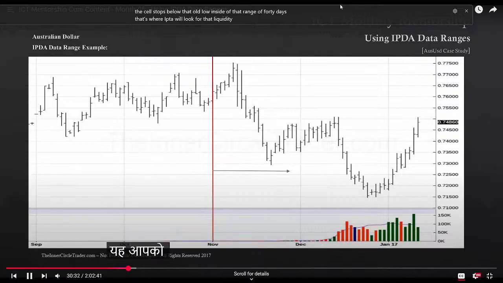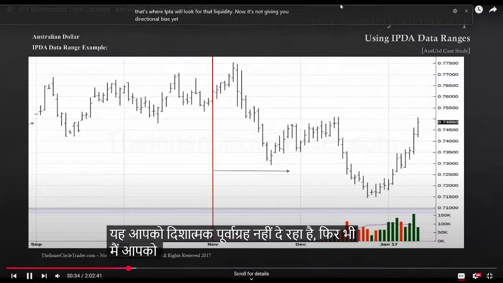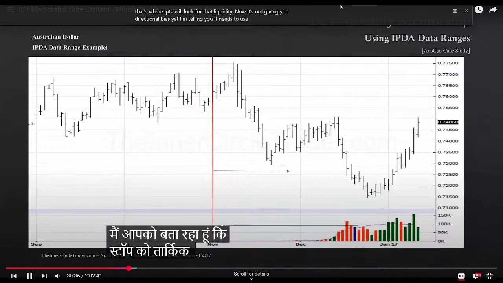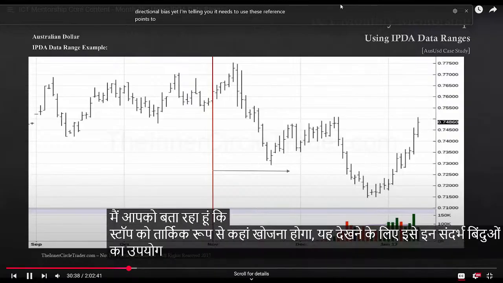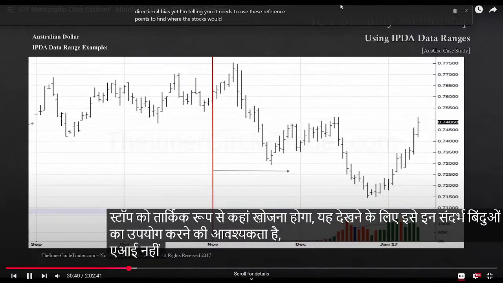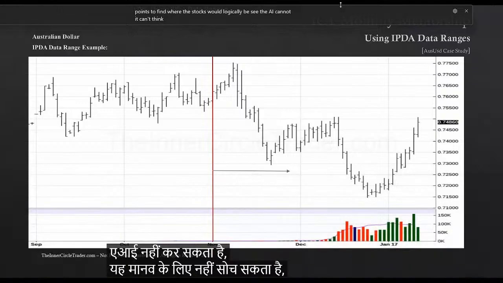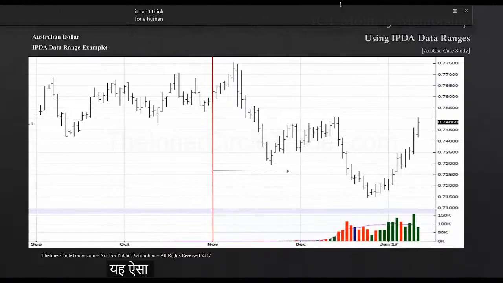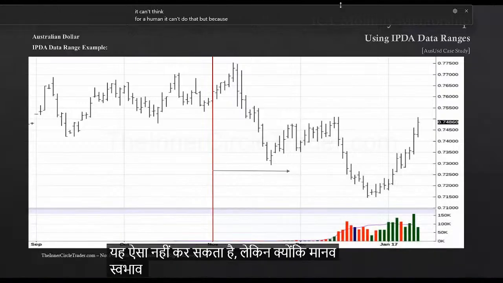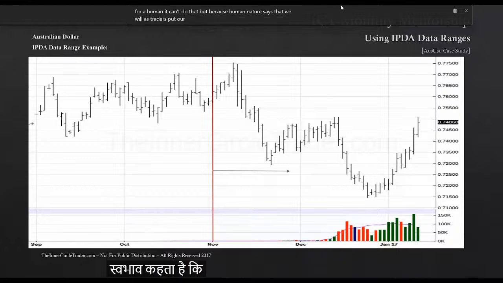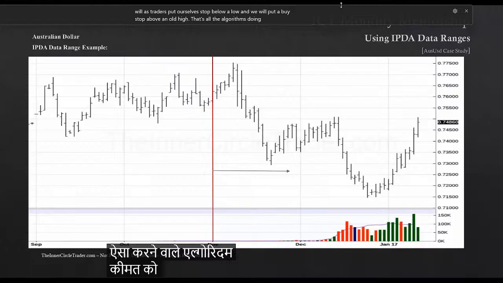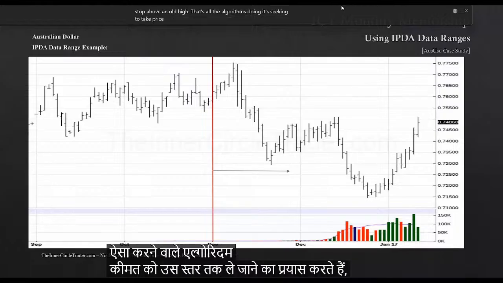Now, it's not giving you directional bias yet. I'm telling you it needs to use these reference points to find where the stops would logically be. See, the AI can't think for a human. It can't do that. But because human nature says that we will, as traders, put our sell stop below a low, and we will put a buy stop above an old high, that's all the algorithm's doing. It's seeking to take price to that level.